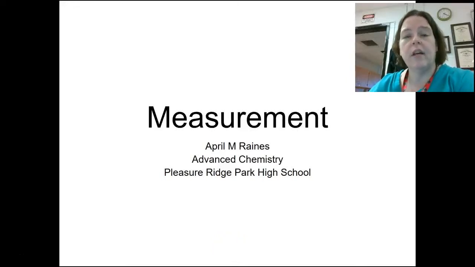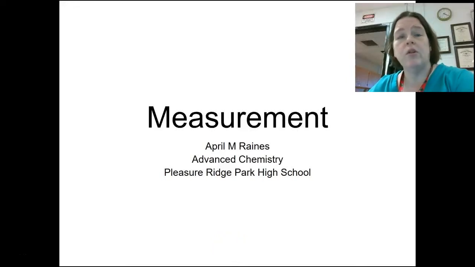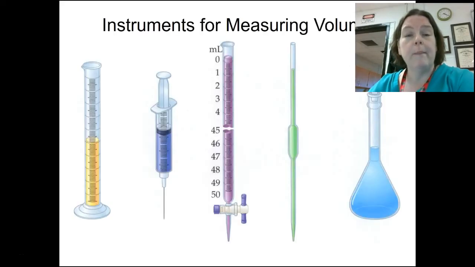We're going to be talking about measurement and why we measure the way we measure, and some things that you need to know about measurements. So here we go. Instruments that we use for measuring volume are as follows.